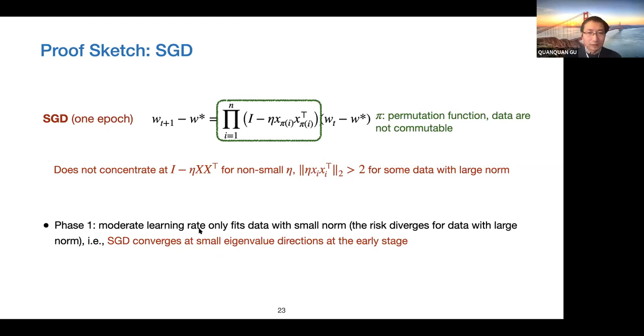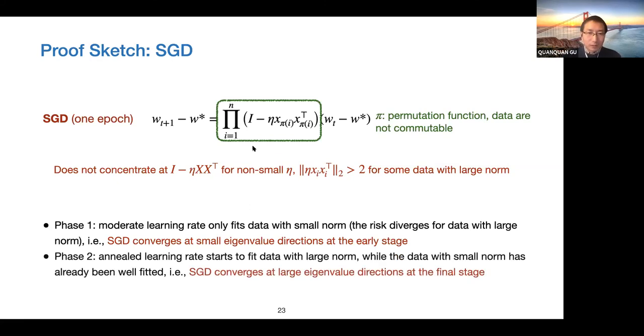In phase one, a moderate learning rate will fit data with a small norm, because for data with a large norm, this will be greater than 2. From the power method point of view, if it is greater than 2, then that iteration will diverge. In phase two, when you anneal the learning rate, when you decrease eta, the stochastic gradient will start to fit data with a large norm. Even if this was greater than 2, if you reduce eta, you can still make this term less than 2. Then the power method will take effect.